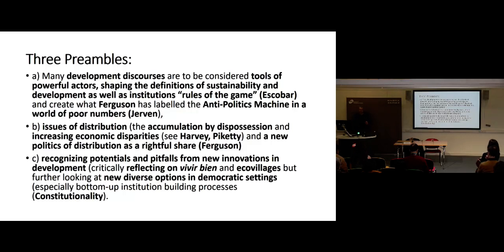And preamble three is, out of this, are there actually new innovations for how to do sustainable development, how to do a different way of development? And we had a look at potentials and pitfalls of this, reflecting on the Buen Vivir or Bien Vivir approach in Latin America, but as well on the eco-village movement. I don't know if you're familiar with this approach of the eco-village movement, really trying to set up villages which are sort of self-contained, where people are coming from outside but try to lead a different, more sustainable way of agricultural life.